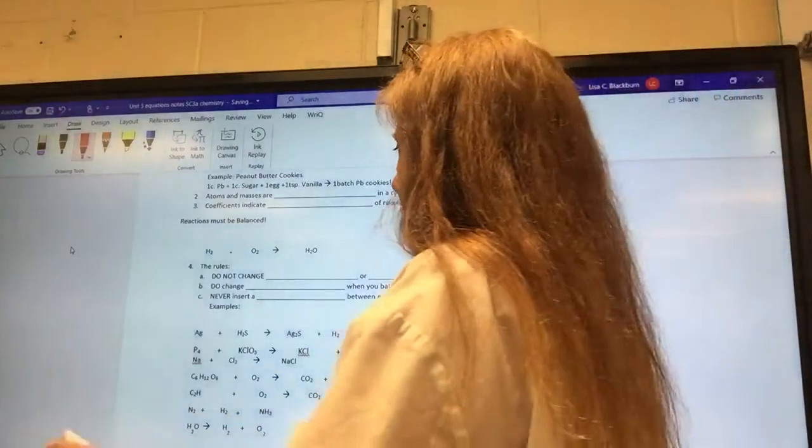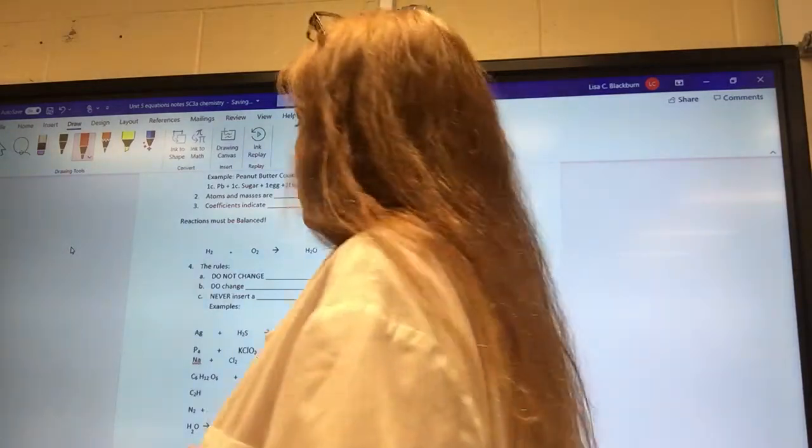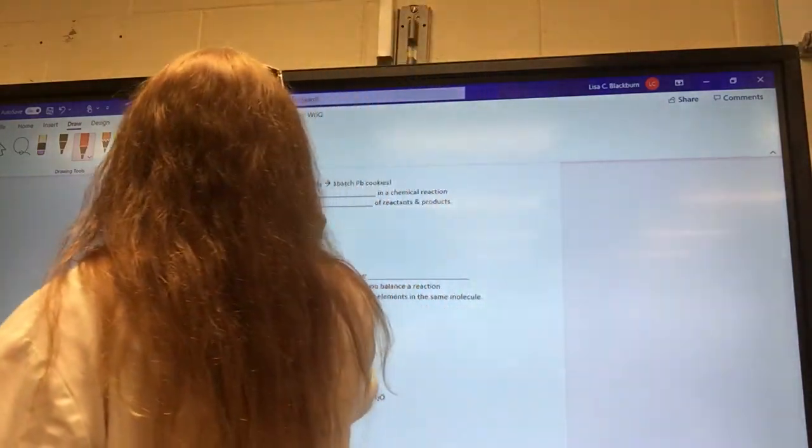In the chemical reaction, what we're going to be learning about a lot on this one is this: atoms and masses are conserved.